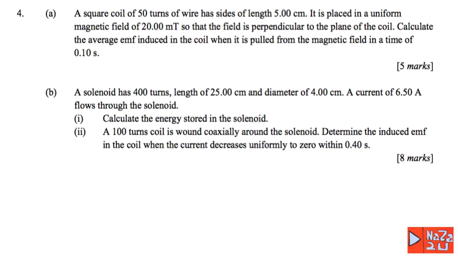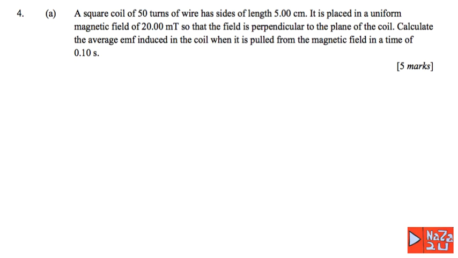Hi, question number 4. Number 4a: a square coil of 50 turns of wire has side 15 cm, is placed in a uniform magnetic field of 20 millitesla so that the field is perpendicular to the plane of the coil. Calculate the average induced EMF at the time t = 0.1 second.